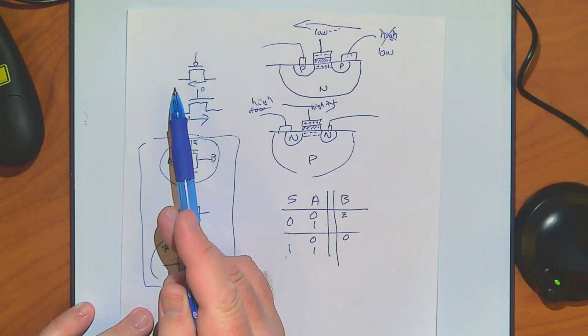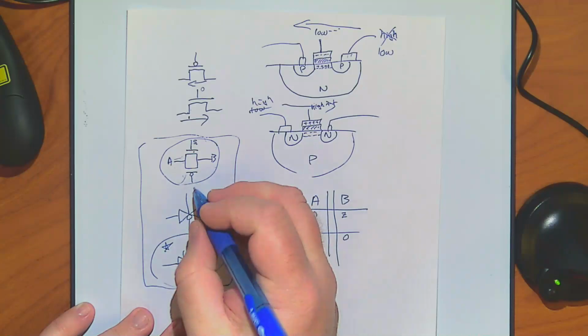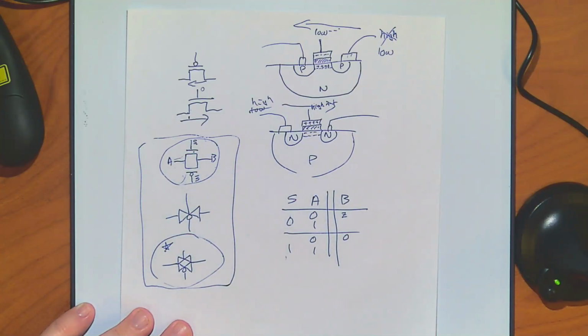So is there a way I can modify this? You can invert the input. So we put S bar here.